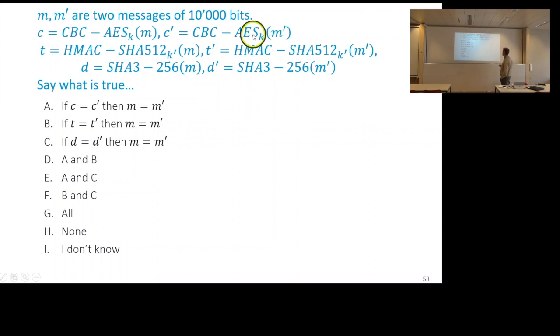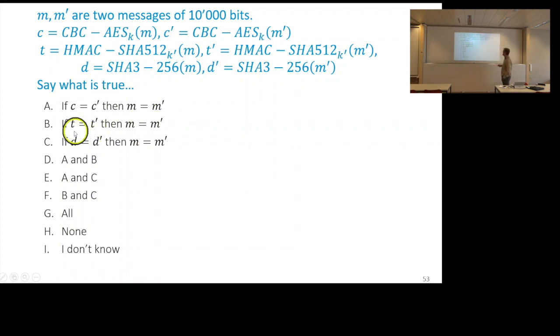This is a typo. I forgot the key prime here. So then this is correct. A is correct. If C and C prime are the same, and you encrypt two messages with the same key, then of course the two messages should be the same. Otherwise that means you cannot decrypt. If they have the same key, somebody who has the key will read M from C, and M prime from C prime. Therefore they will be the same. So A is correct.